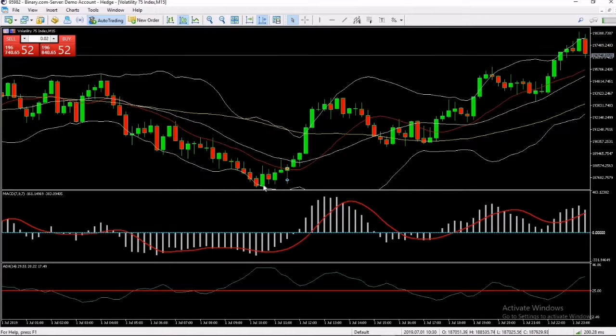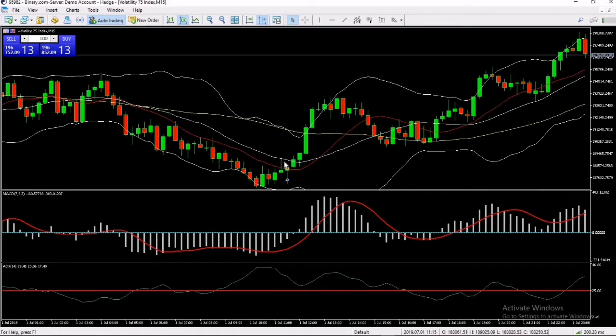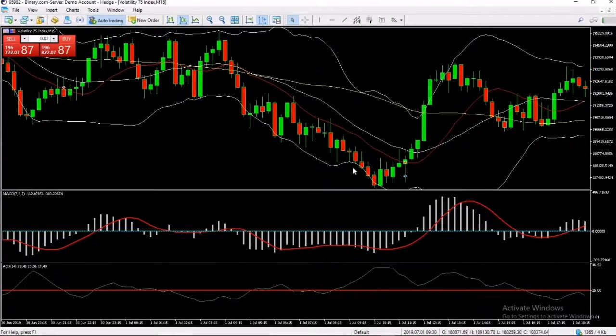So remember I told you that whenever you take a buy, which is an upward trade, you close the trade at the upper Bollinger Band. And whenever you take a sell, which is a downward trade, you close the trade immediately it touches this particular part, you close it in profits. And immediately it touches this particular part for an upward call, you close it in profits. Okay, so this is how we trade this.